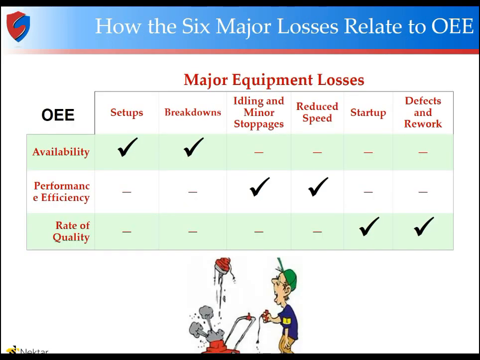Okay, for those three characteristics, availability, performance efficiency, and rate of quality, there are actually six major losses that OEE helps us to identify and measure. Those are setups and breakdowns, and those go under availability. For performance efficiency, we're going to look at idling and minor stoppages and that reduced speed that I mentioned. And then rate of quality: how long does it take us when we start a piece of equipment to get it dialed in? And then is it working the way it's supposed to, or are we producing defects and rework?